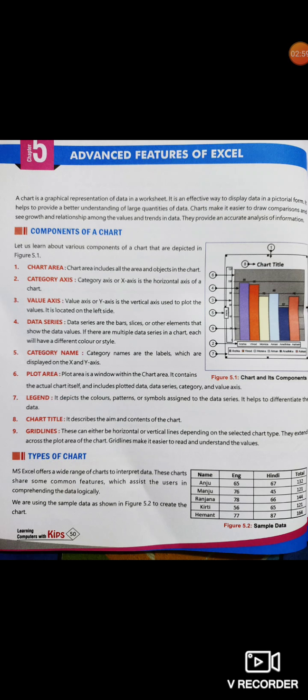Excel provides the usage of various types of chart. What types of charts are provided by Excel? There are bar chart, column chart, line chart, area chart, pie chart, XY chart, etc. All these are the chart types provided by Excel. First one is bar chart. As you can see in the bar chart figure, figure number 5.3, a bar chart illustrates the comparison between the individual data items.